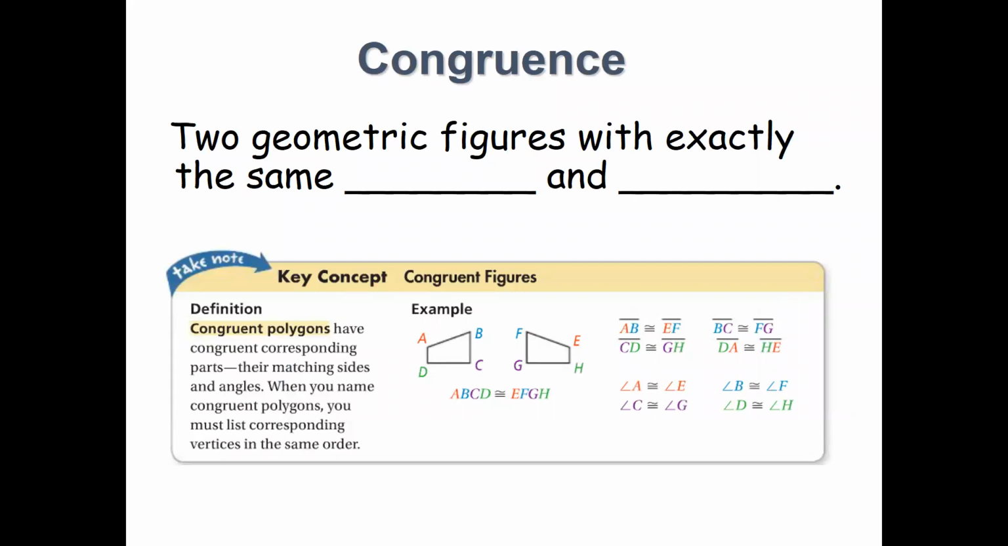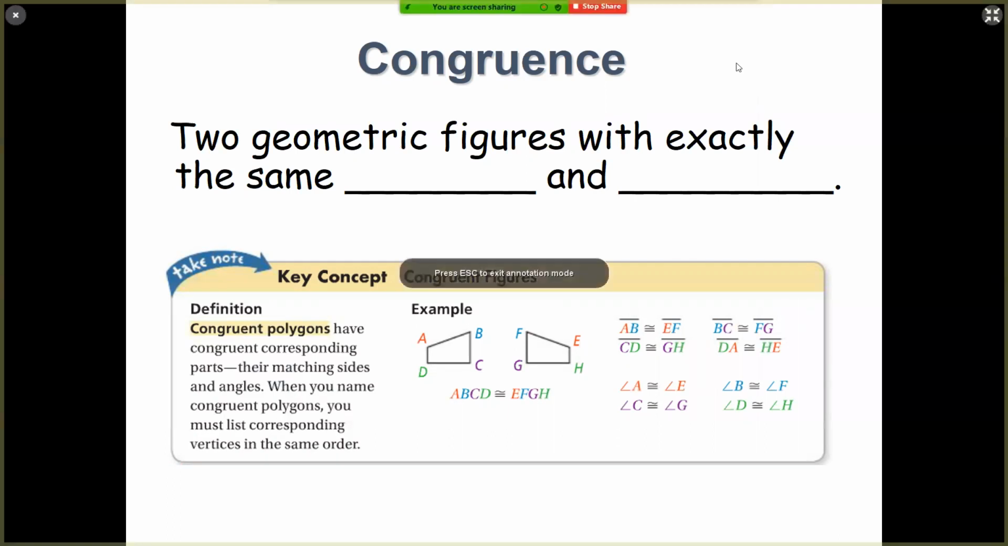When we have two geometric figures with exactly the same shape and size, those are considered congruent. So exact same shape and size is congruent. If you look at the diagram down in the middle, we have two congruent figures: figure ABCD and figure EFGH. Looking at those two congruent figures, we can go through each part or piece and talk about congruent pieces. So here we have AB, that's congruent to EF.